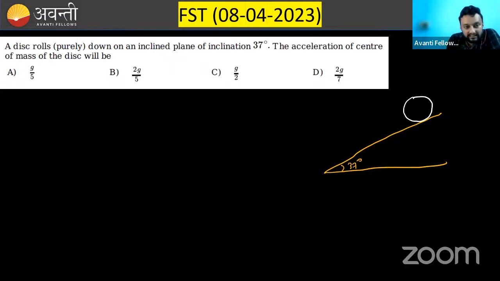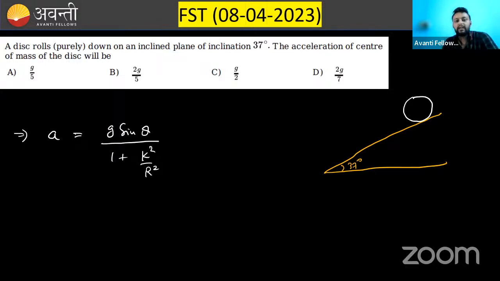Now, there is a standard formula for this. Acceleration of center of mass for pure rolling motion on an inclined plane is g sine theta divided by 1 plus k square by r square. Now tell me just one thing. What is k in this relation? If you have studied in the previous class, you must know.